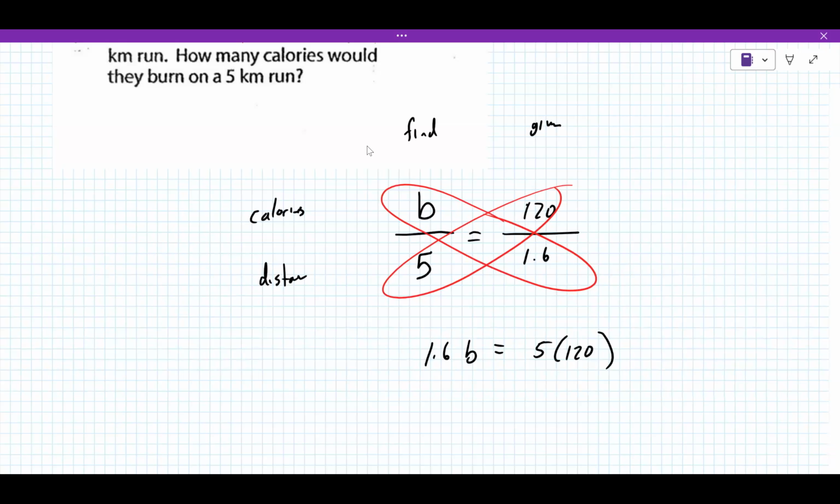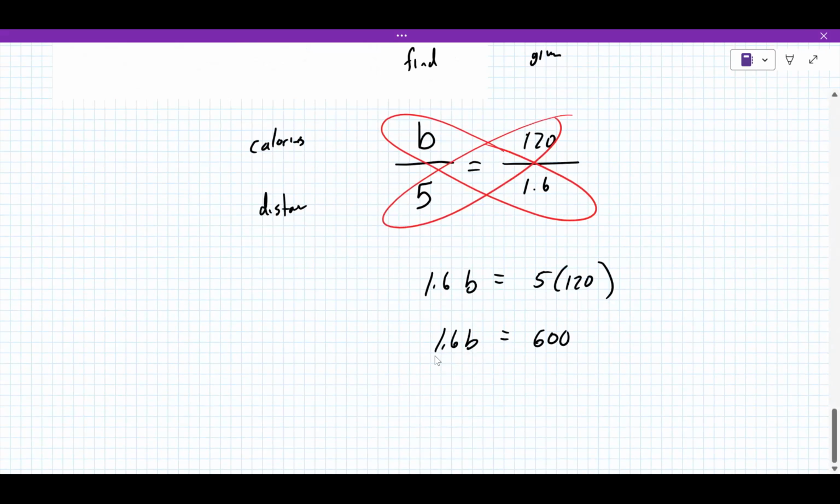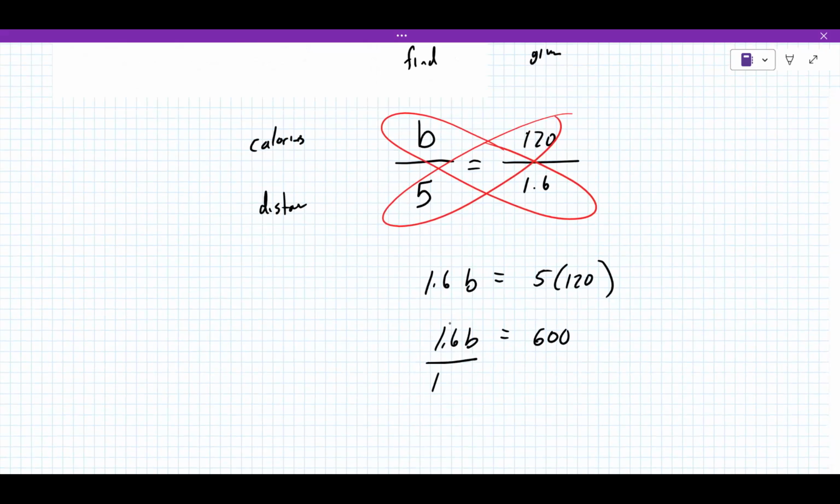So it would be 600 calories on a 5 kilometer run. Well, no. You have to divide by 1.6. Oh, like you multiply, but then you also divide. So you're solving now what's called a multi-step equation because there's more than one thing to do. It's not exactly a multi-step, but it's getting closer there, right? So you have to divide that 600 by 1.6. So go to the calculator and let me know what you come up with.